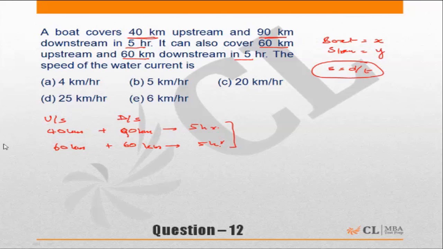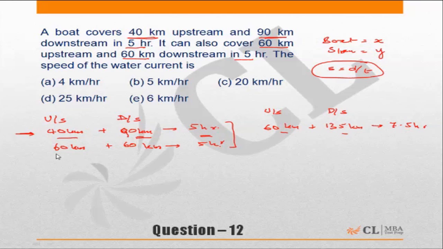Now let me multiply this equation with 1.5. If I multiply this equation with 1.5, I will get 40 into 1.5, 60 kilometers. So I can then say 60 kilometers upstream plus 90 into 1.5 is 135 kilometers downstream can be covered in 5 into 1.5, 7.5 hours. I hope this is not an issue. All I have done is multiplied the distances and the time with 1.5. So 40 and 90 upstream downstream can be covered in 5 hours. Then 60 and 135 will be covered in 7.5 hours.